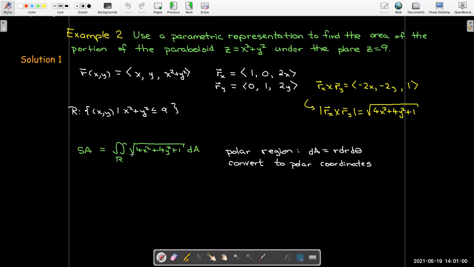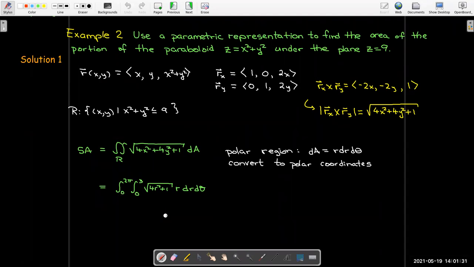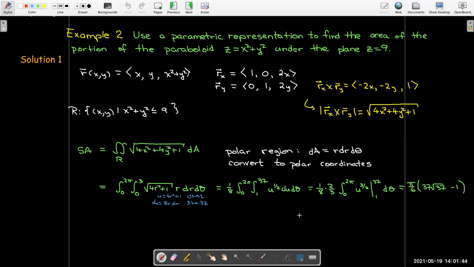So we're converting to polar coordinates. We have a Cartesian integrand. We see that we have a polar region, which is a disk, in our parameter space, the xy plane. So we're going to convert to polar just as we would do before. So x squared plus y squared is r squared. The dA is r dr d theta. r goes from 0 to 3. Theta goes from 0 to 2 pi. Let's make a u substitution. Convert the inner integral to u and perform the evaluation. And that just gives us pi over 6 times the quantity 37 radical 37 minus 1.